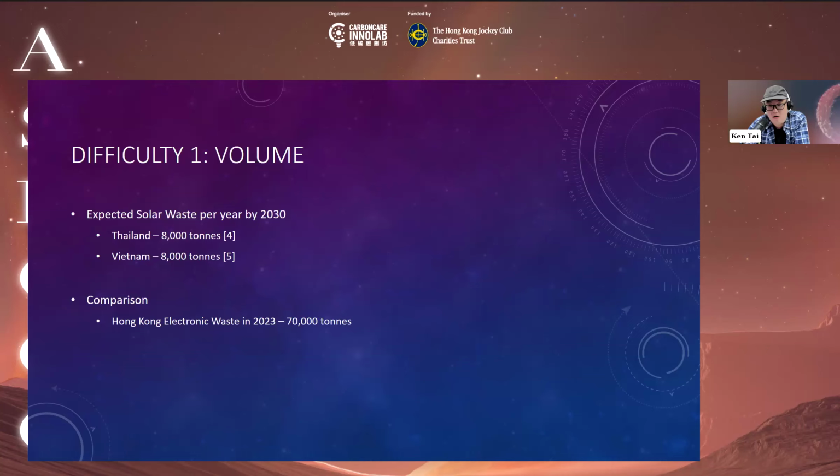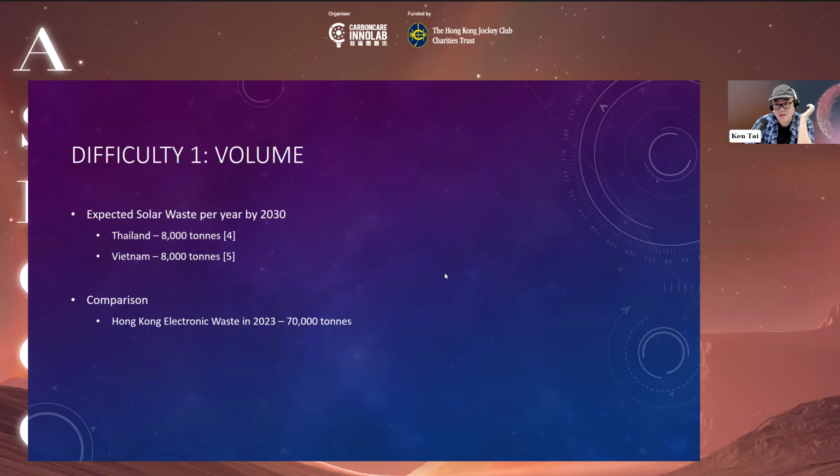I've talked to a few recycling companies in Hong Kong regarding the solar waste. Like, are you interested in helping Hong Kong handle those waste? The first question from them is always, how much waste per year are we talking about? Just a number for everyone's reference, Hong Kong dealt with 70,000 tons of electronic waste in 2023, in the past few years, actually. Which means even if we dismantle every PV panel in Hong Kong right now, which is around a million panels, about 20,000 tons, that simply represents only a third of the electronic waste in Hong Kong that they're dealing with annually.